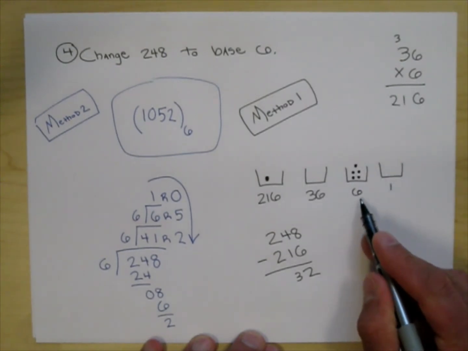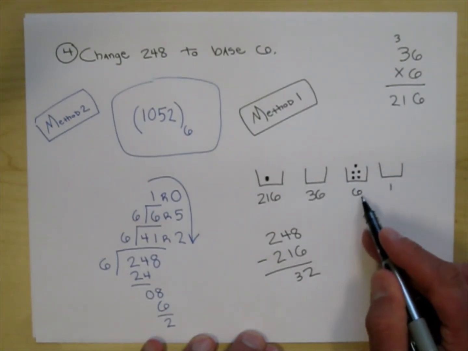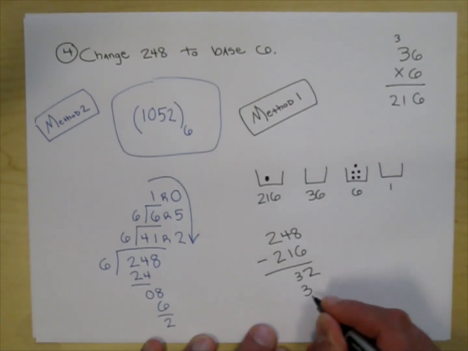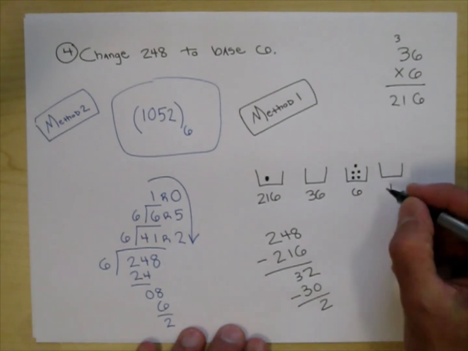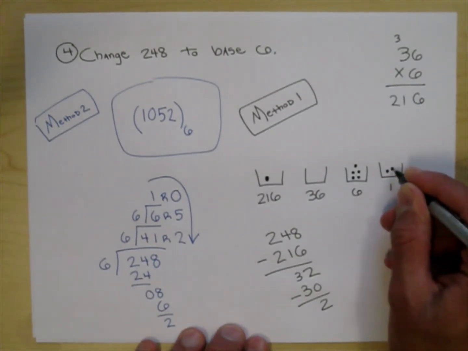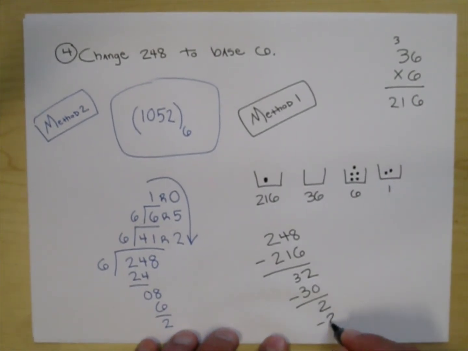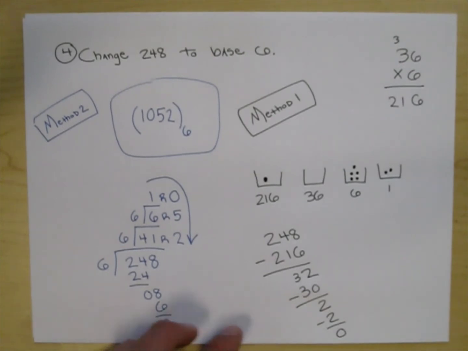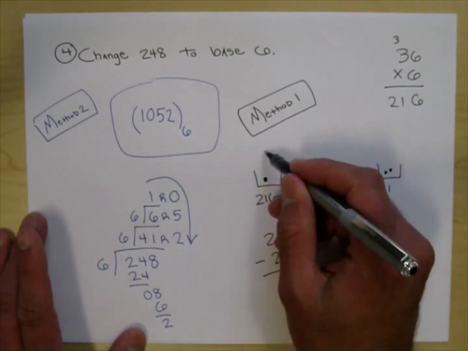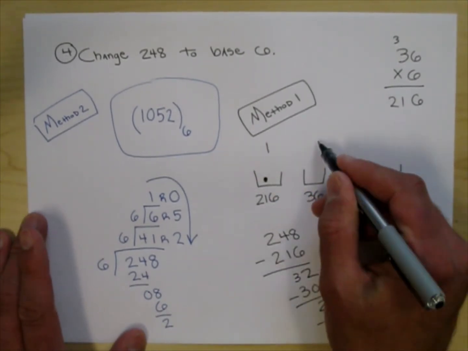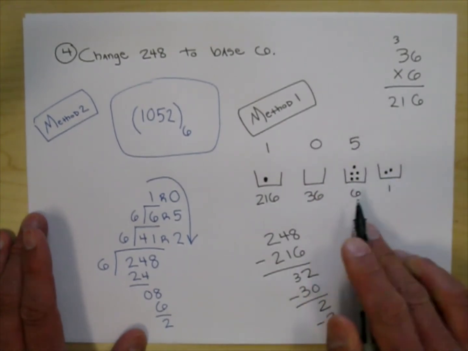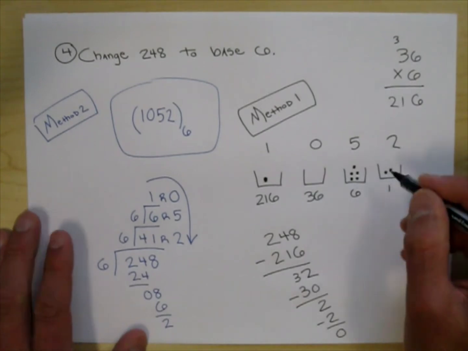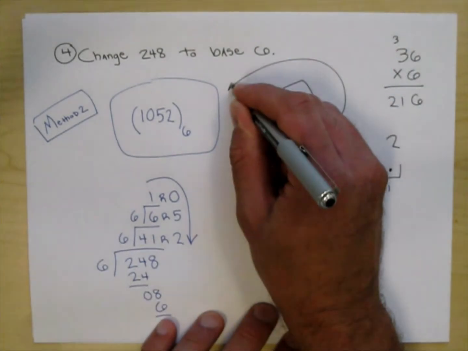And 5 6s. So what? The money you just spent there was $30. So then you only have $2 left, so you're going to buy those items there and bring it down to 0. Now look above each bin. You have a 1, a 0, a 5, and a 2. And isn't this exactly what we have right there?